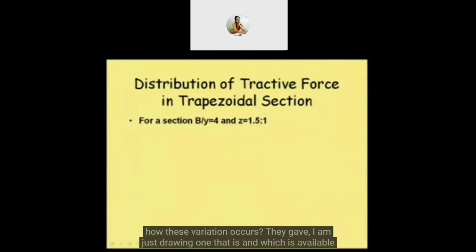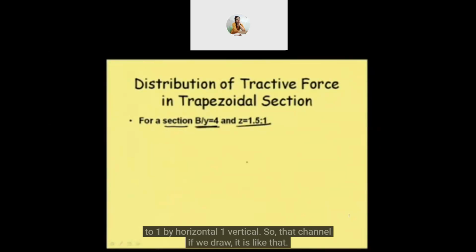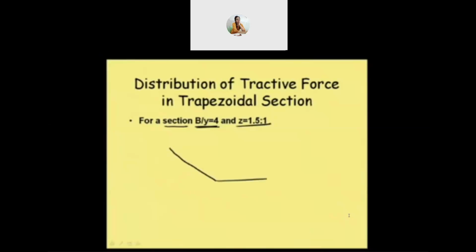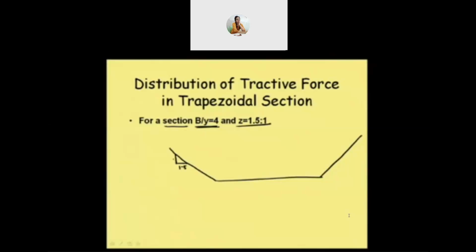And they gave, I'm just drawing one, which is available in different books also. That is, for a section, B by Y ratio is 4 and Z is equal to 1.5:1, 1.5 horizontal to 1 vertical. So that channel, if we draw, it is like that. Okay. So this side slope is like this. So it is 1.5 and this is 1.